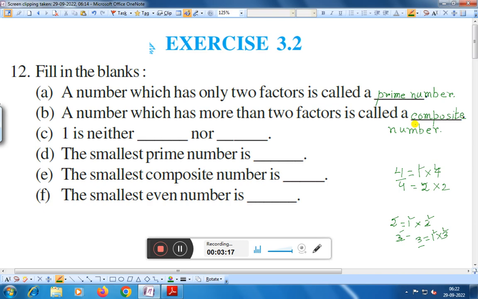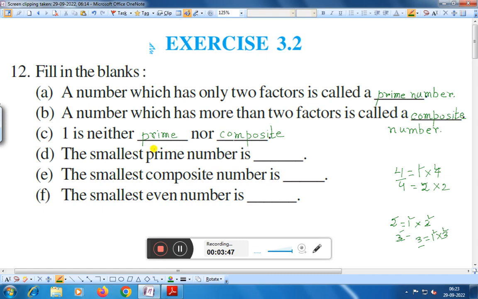C, 1. 1 is neither dash nor dash. That means 1 is neither a prime number nor a composite number. We know that 1 is neither prime nor composite. Neither prime nor composite.